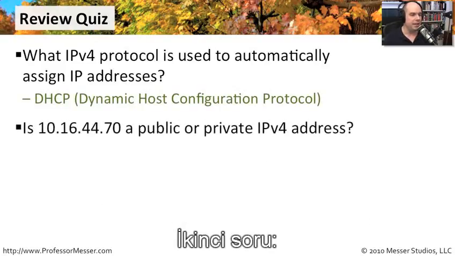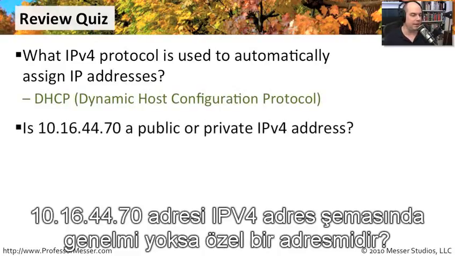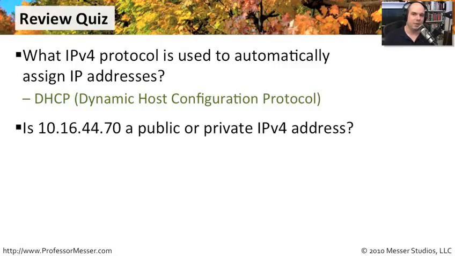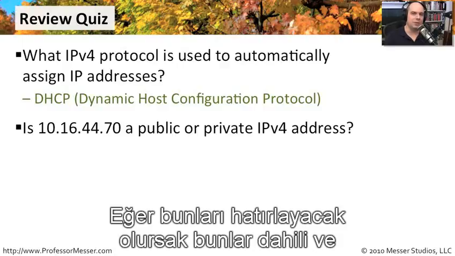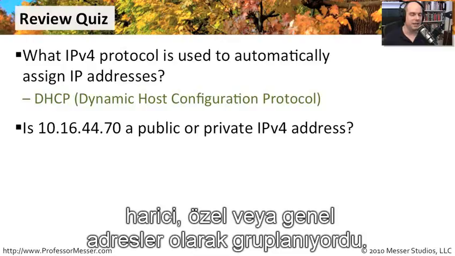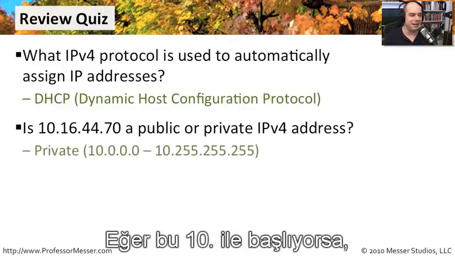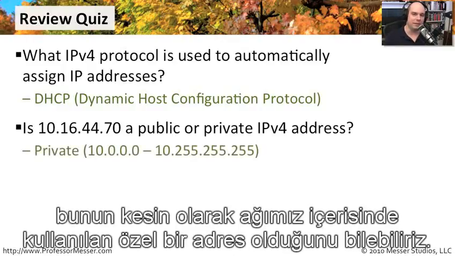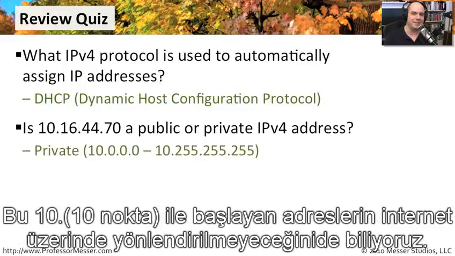The second question is, is 10.16.44.70 a public address or a private address in the IPv4 addressing scheme? Well, if we remember those internal and external, those private and those non-private or public addresses, we know that if it started with a 10 dot, that it was definitely a private address that we would use inside of our network, and that 10 dot address is not one that can be routed across the internet.